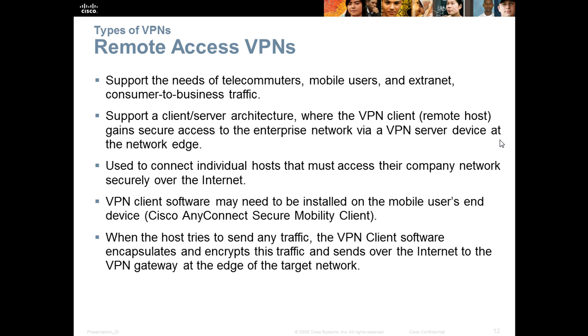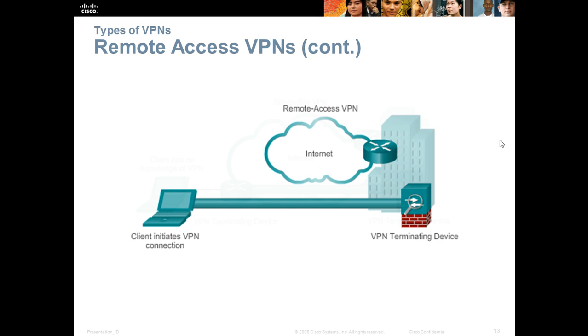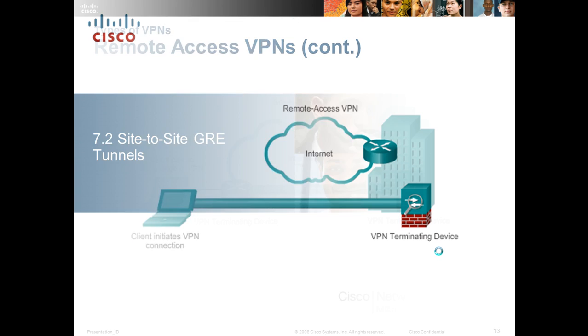Also, remote access VPNs are used when the host tries to send any traffic. The VPN client software encapsulates and encrypts this traffic and sends it over the internet to the VPN gateway at the edge of the target network. This is how the remote access VPN works. How does a remote client initiate the VPN connection to the VPN terminating device through the internet?